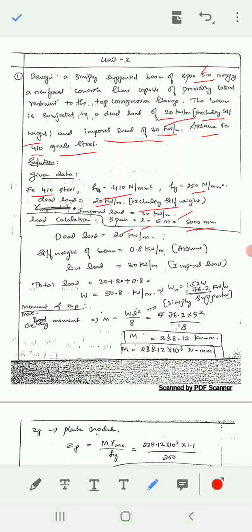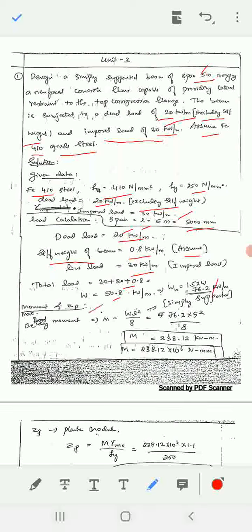First it will be load calculation, that is 20 kilonewton dead load. Then self weight: here they have given excluding, that is why you have to assume self weight, that is 0.8. You can assume between 0.7 and 1.2 also. So we will assume 0.8 kilonewton per meter. Then live load is 30, as given. Total load is 30 plus 20 plus 0.8, that is 50.8. So Wu, the ultimate load, is 1.5 into W, that is 76.2 kilonewton.